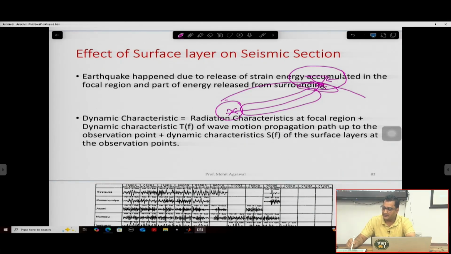So this is what is written: the earthquake happens due to the release of strain energy accumulated in the focal region at the source location, and part of the energy is released to the surroundings. So dynamic characteristics are basically a function of the radiation characteristics of the focal region, and also of the dynamic characteristics of the wave motion propagation along the path up to the observation point, and also a function of the dynamic characteristics of the surface layers at the observation point.